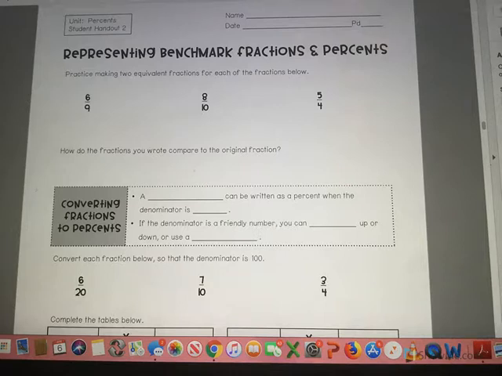Okay, happy April 7th today. We're going to be doing student handout 2, and it's just a quick review of fractions and percents.